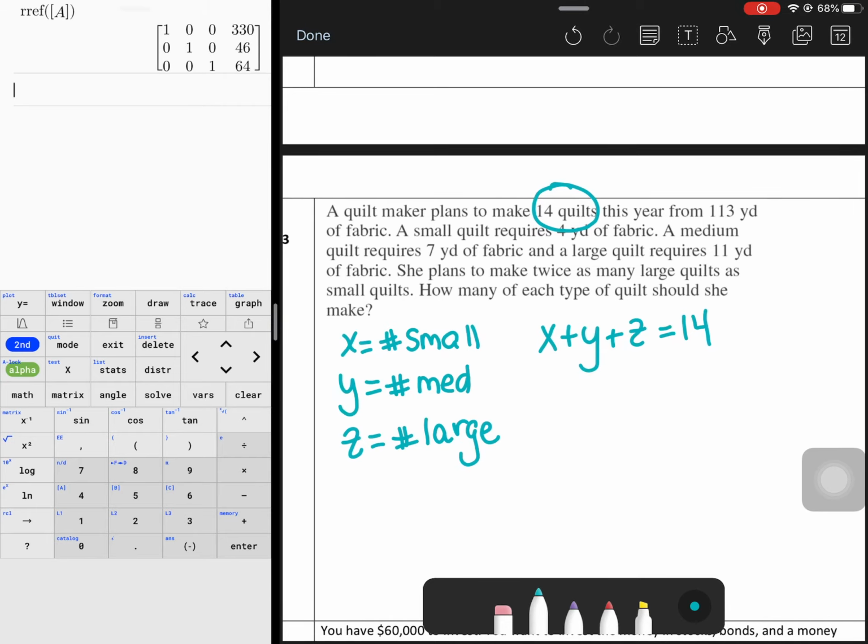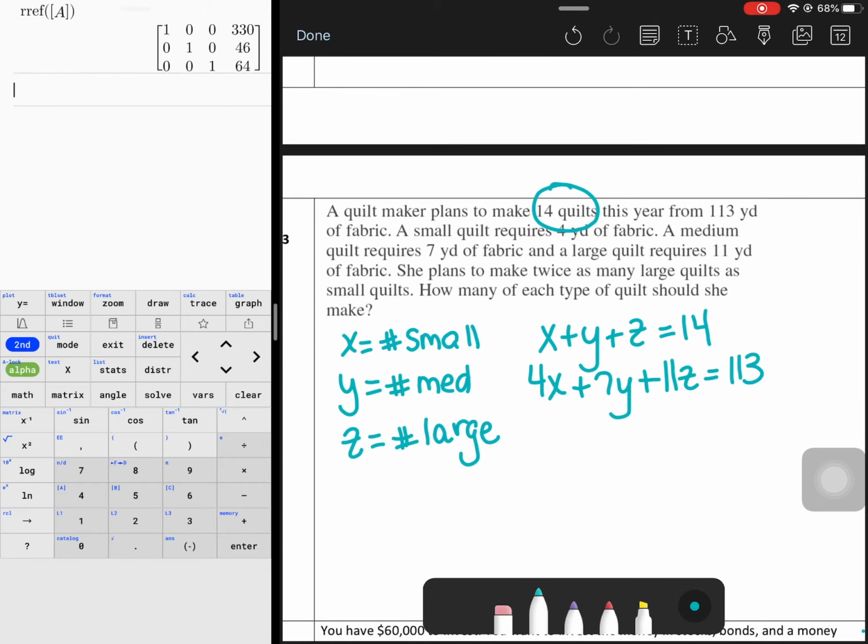On the next equation, instead of it being money, what are they worth? We want to know what they are worth in fabric. So the small quilt takes 4 yards of fabric, the medium quilt takes 7 yards of fabric, and the large quilt takes 11 yards of fabric, and altogether it says they would take 113 yards of fabric.